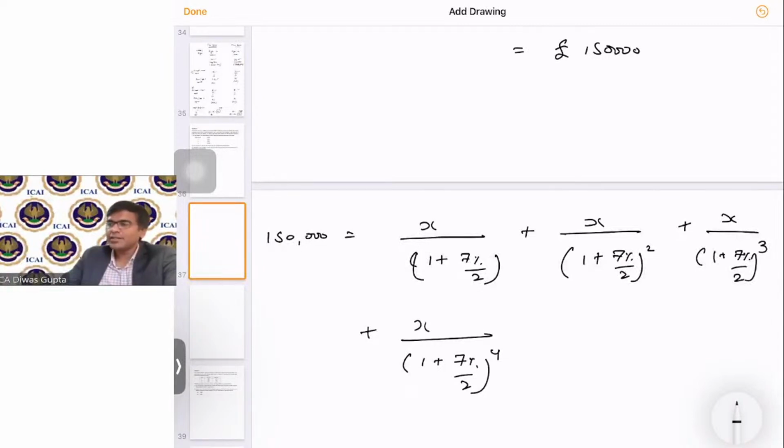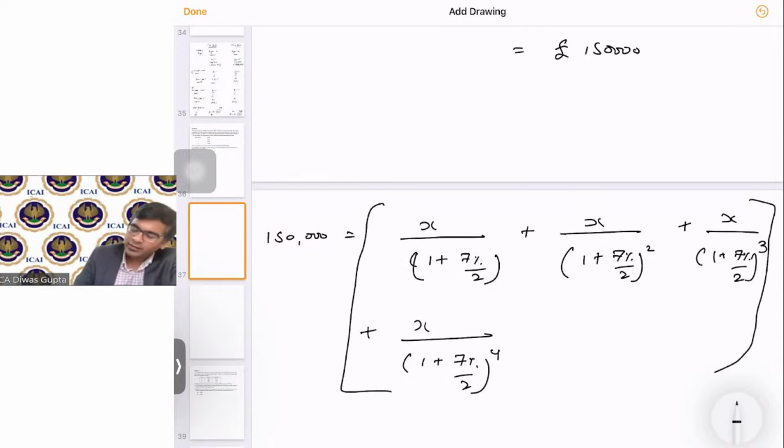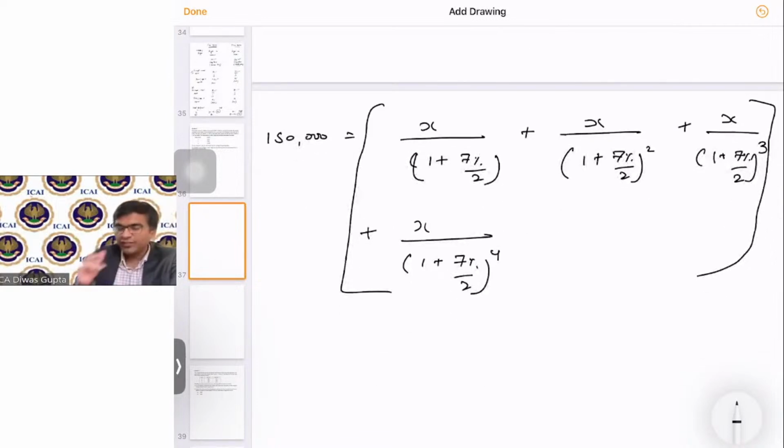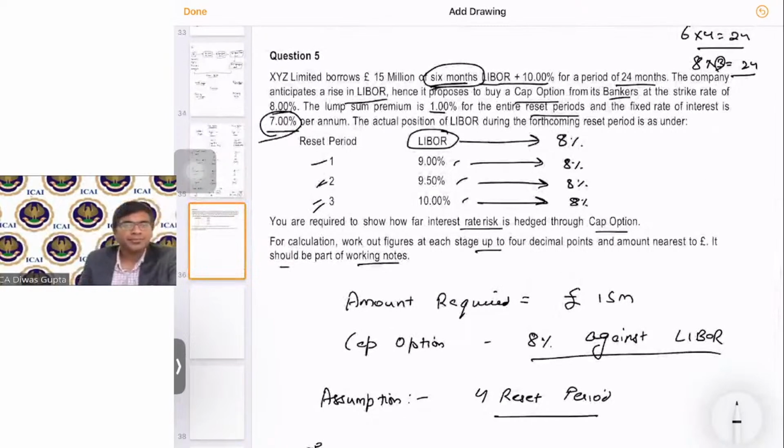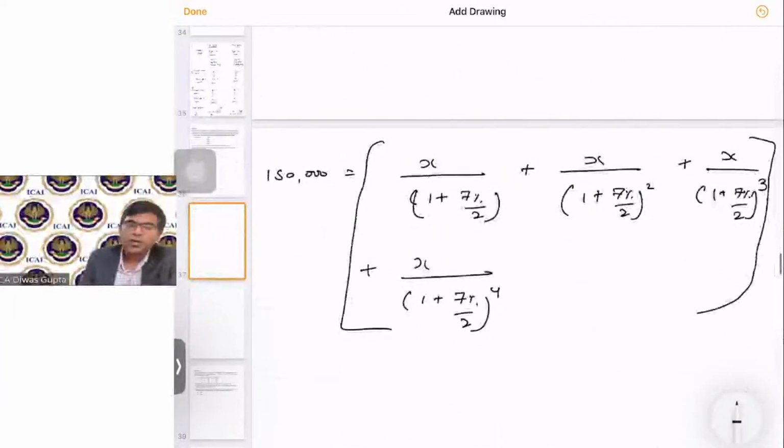So what I have done is I have just calculated the present value of all the 4 X, right? And equated it to 150,000. And why have I taken 7%? Because this is the fixed interest rate given in question number 1. So this fixed interest rate is used to take the present value of this equated amount, raised to the power of the period. So let's say 1 period, 2 periods, 3 periods, and 4 periods. This is simply the present value and future value concepts.